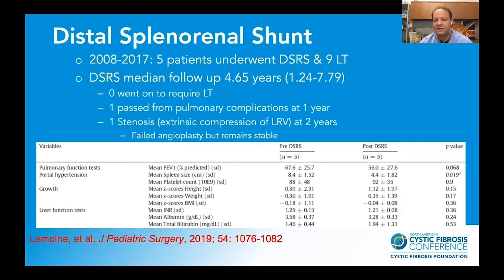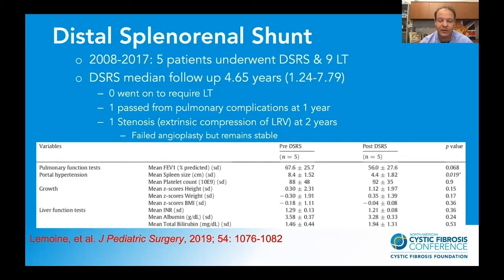And if they have any signs of synthetic dysfunction, they'll go on to liver transplant. So during this period, 5 patients were followed over around 4.5 years. None went on to need liver transplant. 1 did go on to have a death related to pulmonary disease, and 1 had a mild complication, if you will, 2 years afterwards of an extrinsic compression of their left renal vein. Failed angioplasty, but the patient clinically did well.